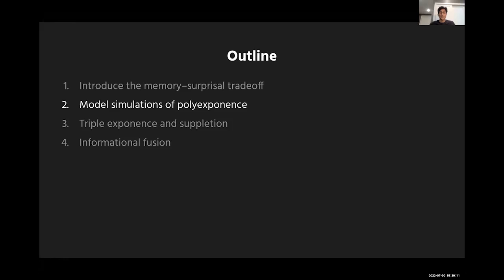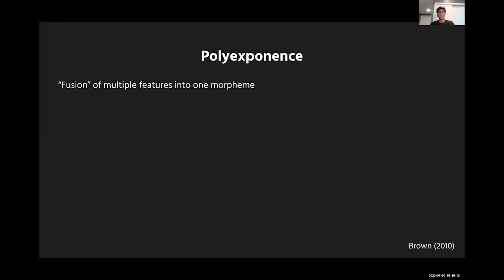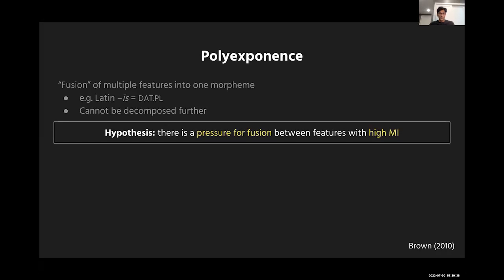So I'm going to start with some model simulations of polyexponents. Polyexponents are the most basic type of fusion. Essentially, it says that you have multiple features which are fused into one morpheme. So you have this example in Latin, is, which is the dative plural. And that's two features encoded into one morpheme in a way that cannot be decomposed further. You can't split that morpheme up anymore. And so you have a 2-to-1 mapping. So that's polyexponent. And the hypothesis for this model simulation is that there is a pressure for fusion between features with high MI. So essentially, when you have features that are high MI and fused, it's going to lead to a more efficient trade-off.